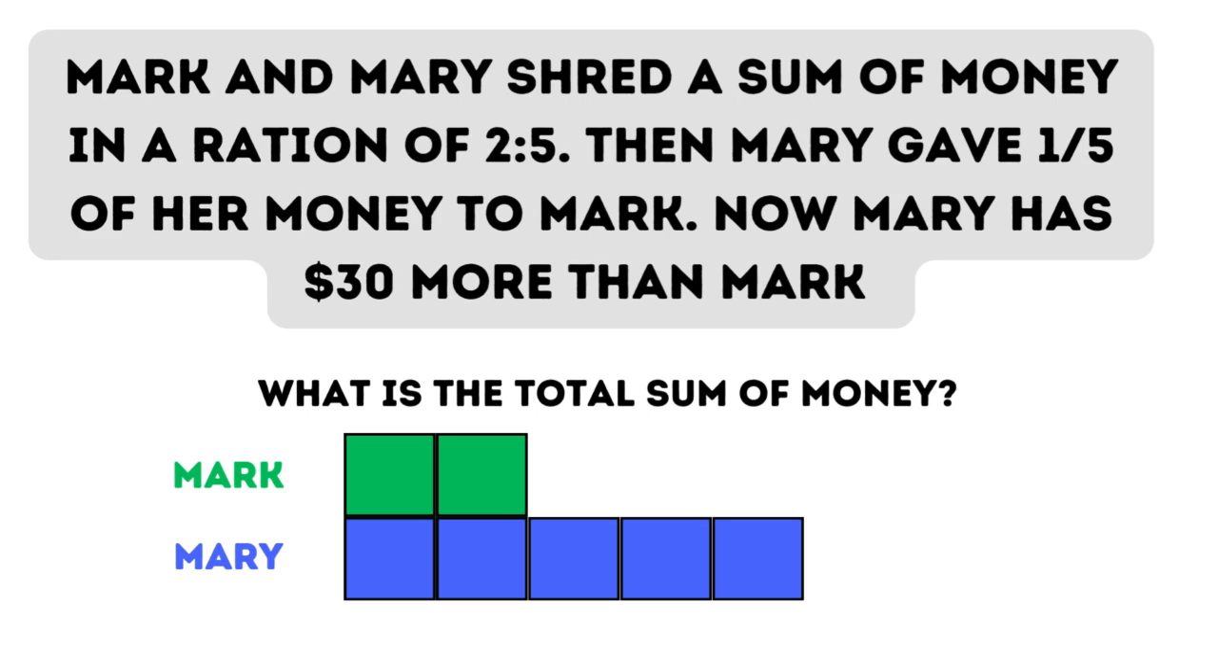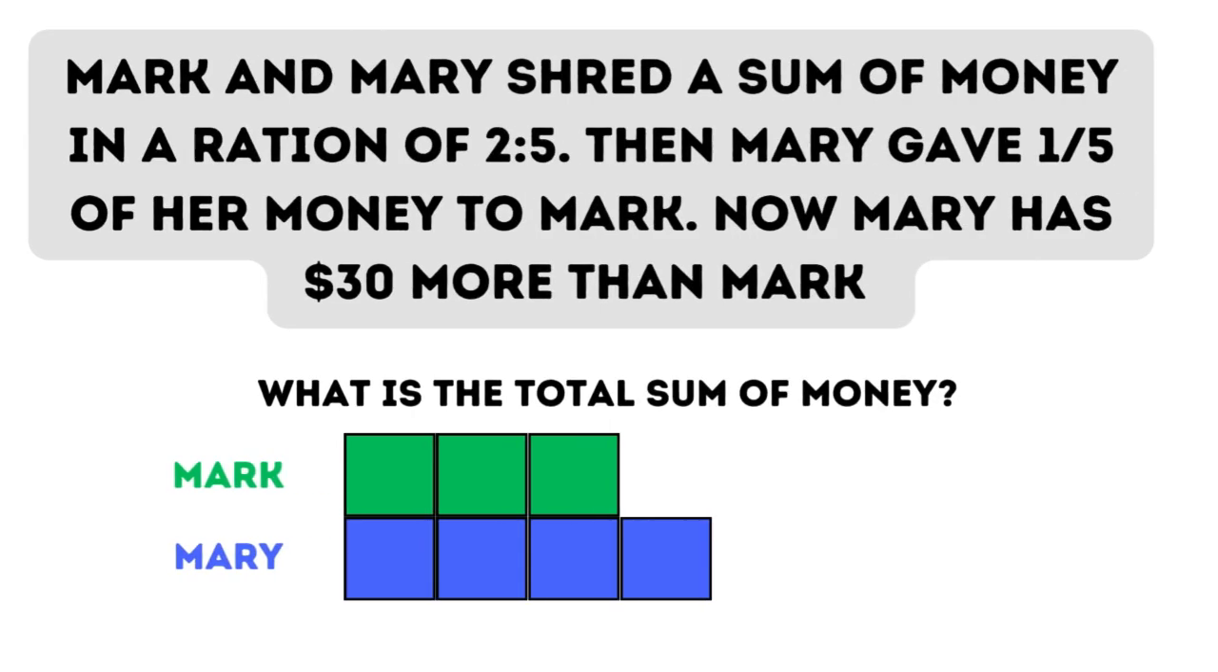So it says in the problem that Mary gave 1/5 of her money to Mark. Now Mary has $30 more than Mark. So Mary has 5 squares, so she gave 1/5 of her squares to Mark. So that means that Mark now has 1 of her blue squares and Mary has 1 less blue square.